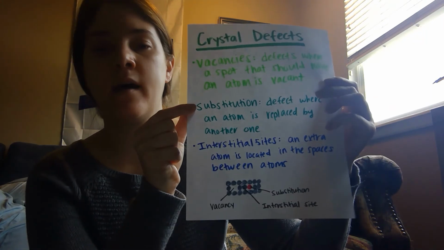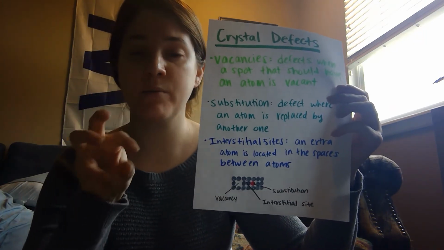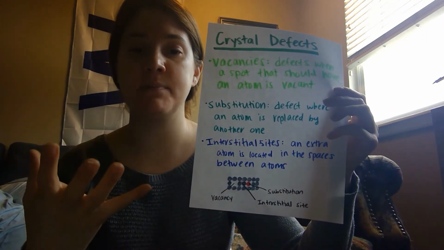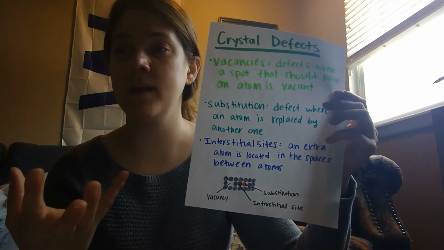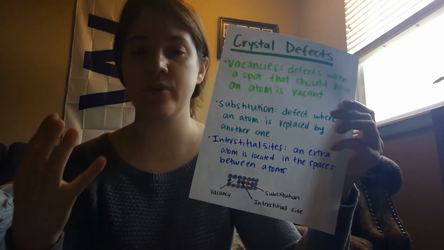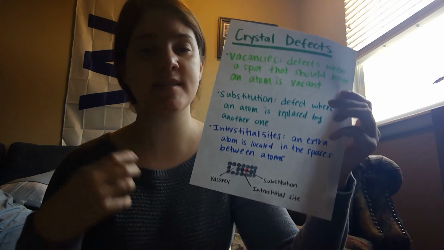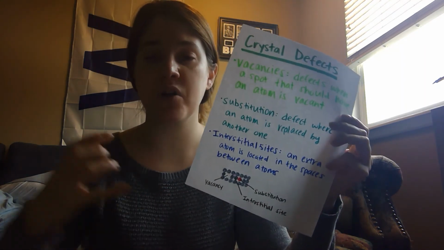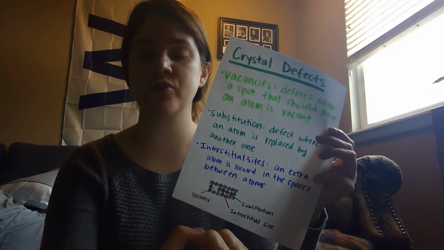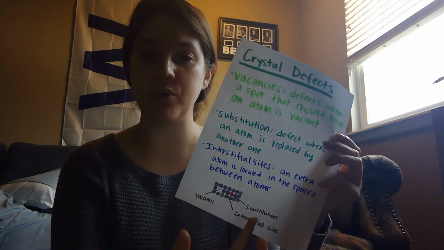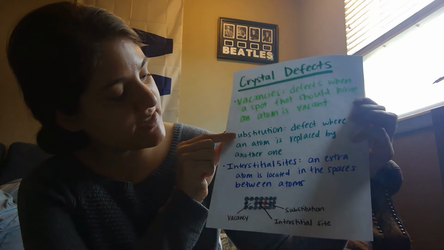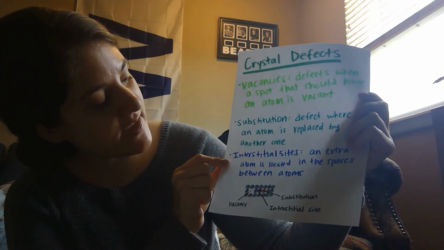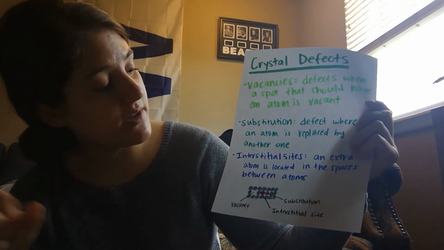That's where a specific atom within a crystal structure gets replaced by a different atom. This can be an atom that is smaller, larger, or the same size. If it's the same size, it won't really distort the crystal structure. If it's smaller or larger, then the crystal structure will be distorted to some degree. But that's a substitution defect. And then lastly, we have interstitial sites.